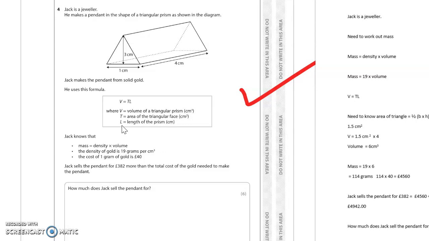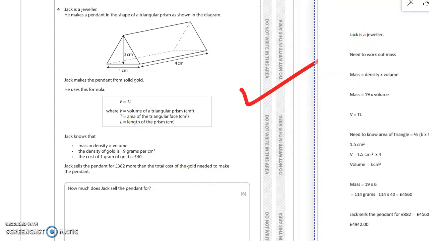Jack sells the pendant for £382 more than the total cost of the gold needed to make the pendant. How much does Jack sell the pendant for? So this is a 6-mark question, so quite a big question. So let's have a look how we need to break that down.